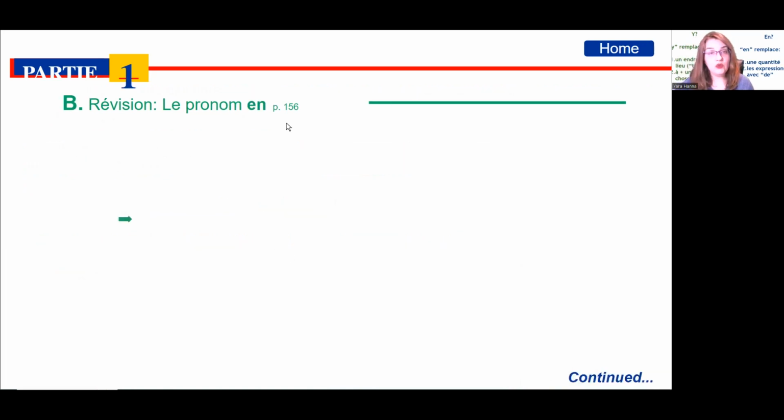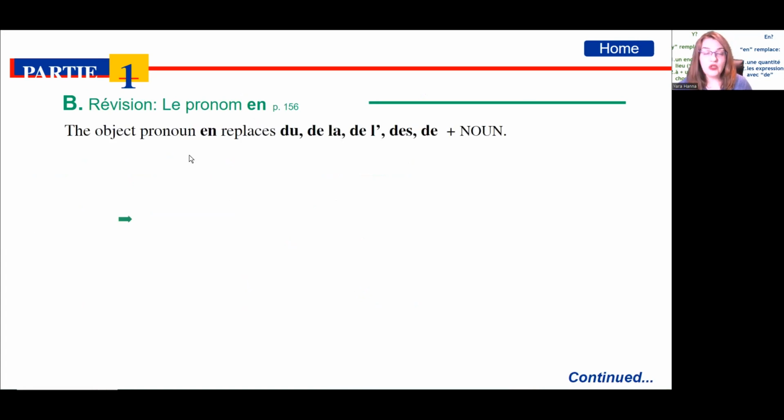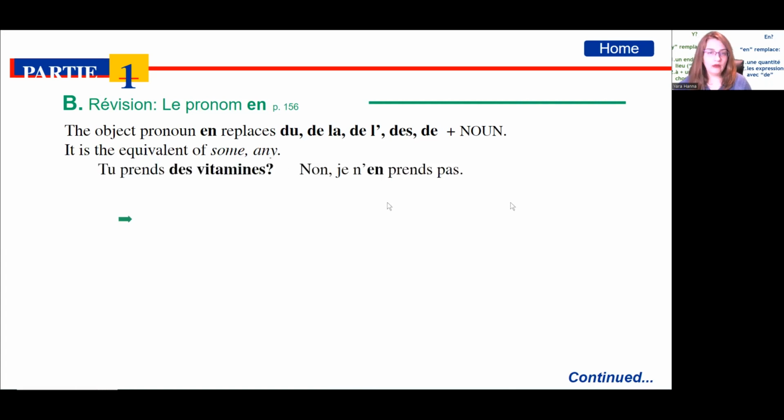Now, révision du pronom en. The object pronoun en replaces du, de la, de l', des, or de plus noun. It's the equivalent of some or any. Voici un exemple. Tu prends des vitamines. Do you take vitamins or any vitamins or some vitamins? Non, je n'en prends pas. So, des vitamines is replaced with en. And then we place en before the conjugated verb.